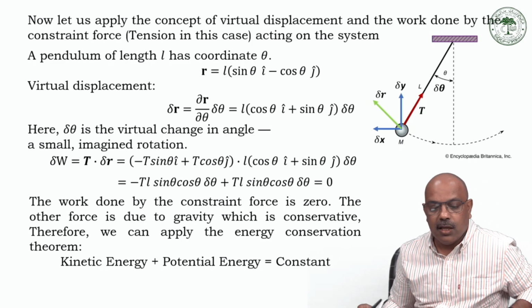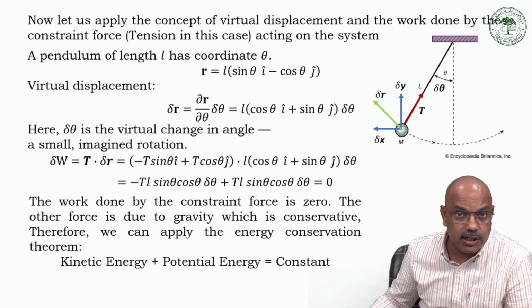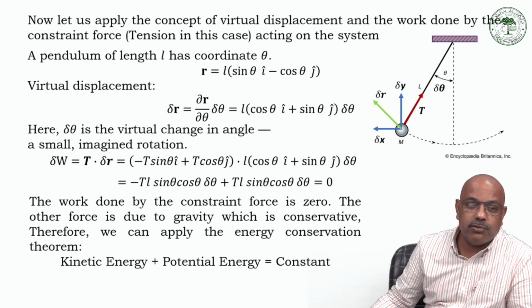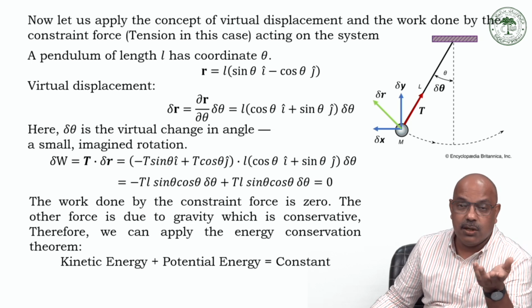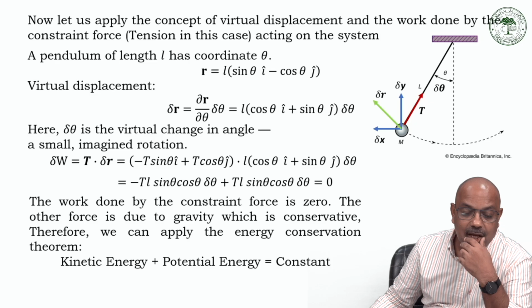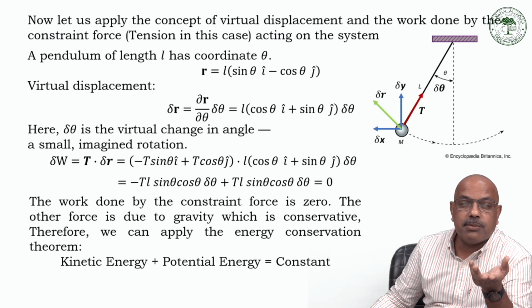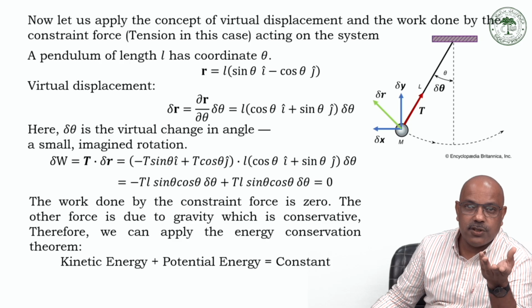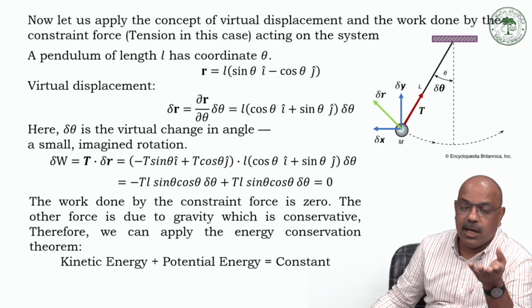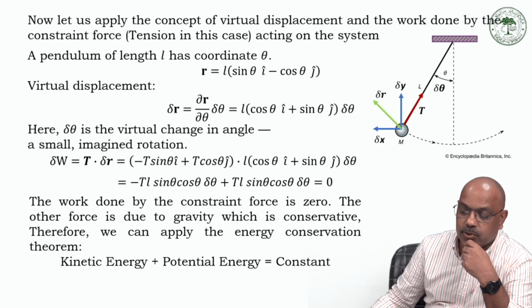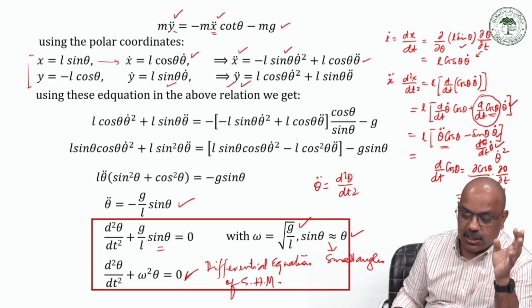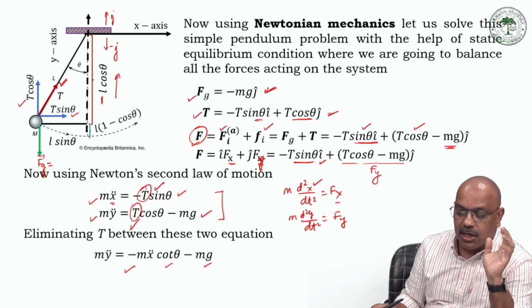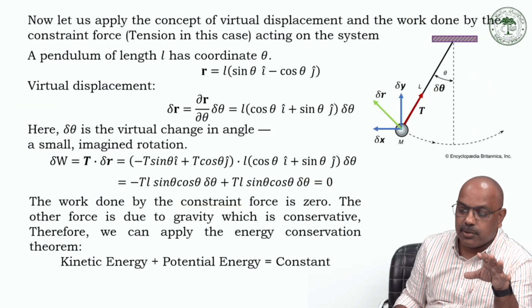Okay, now let us apply the concept of virtual displacement, because we have seen that the work done by the virtual displacement is going to be zero. This is the principle of virtual work. So now let us apply it and try to calculate the work done by the constraint force, which in our case is the tension acting on the system. Here we get rid of the tension by eliminating it, but the tension comes into play.